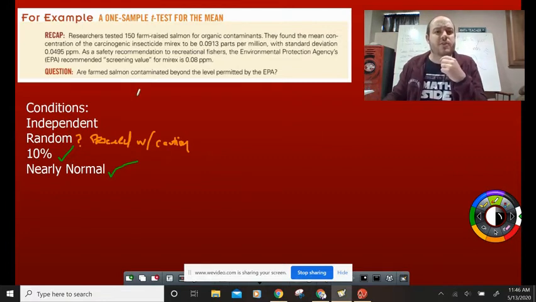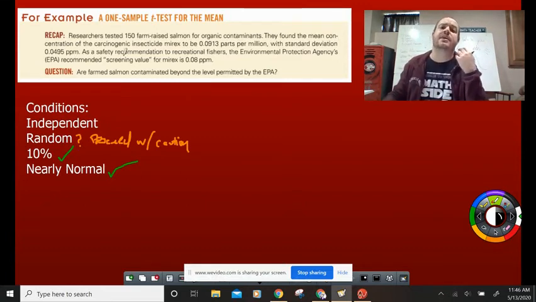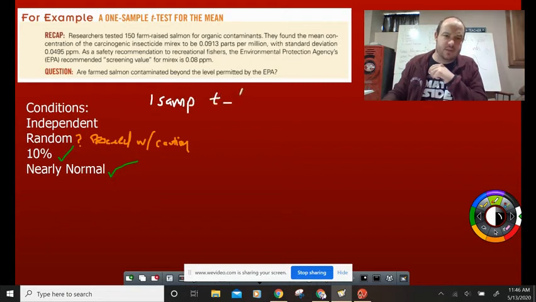But remember, the way we know this is because it doesn't give us the population standard deviation. It gave us the sample standard deviation. So I'd mark here that we are using a 1 sample t-test, so that the AP reader knows that I know what I'm talking about and which one we're using. Here's my conditions so that we know we went through those.